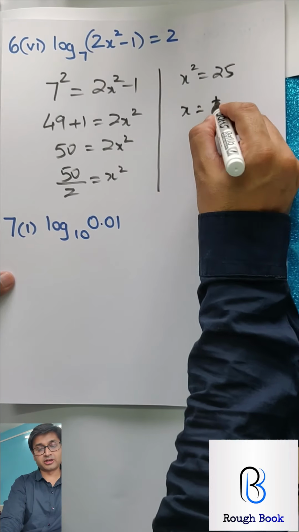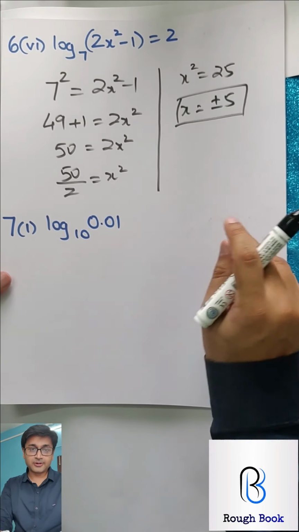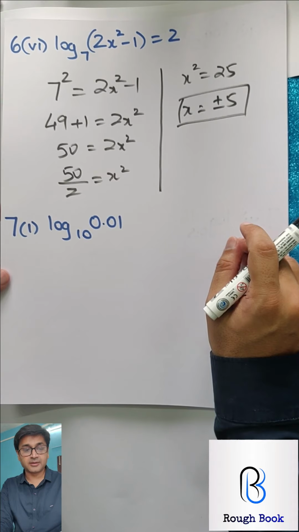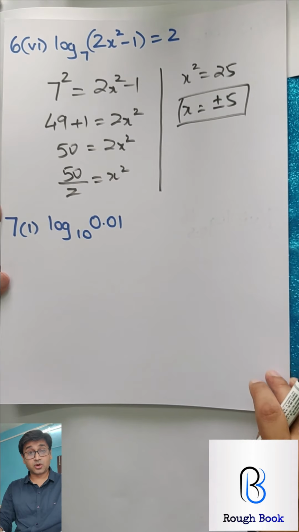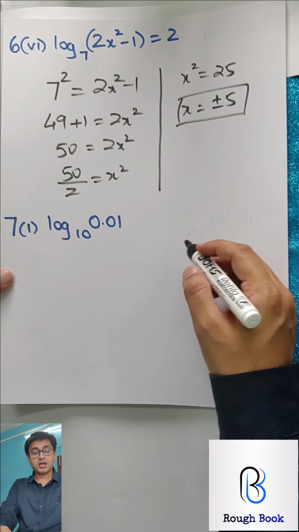So x will become what? Plus or minus 5. You can write only 5? No. Please write plus or minus 5. Both can be accepted, so you need to mention plus or minus 5, unless your teacher tells in school not to mention it. Okay? Come on, next one.